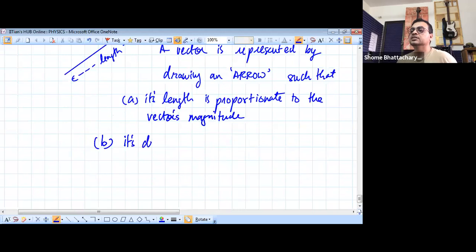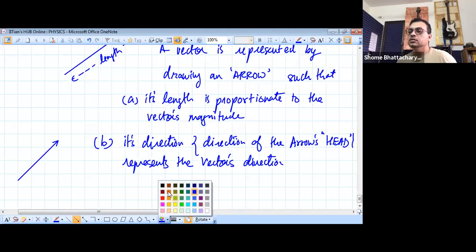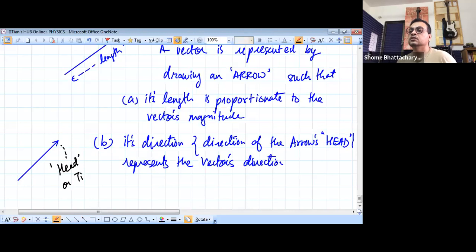So its direction, that is the direction of the arrow's head, represents the vector's direction. Also when we make an arrow like this, this part of the drawing is called the head of the arrow. Head or tip of the arrow.